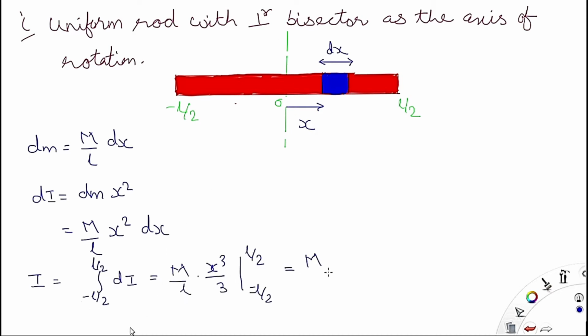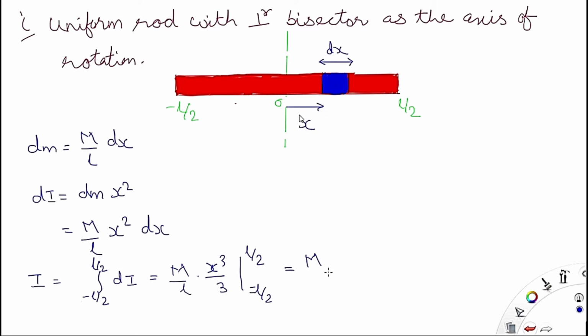First, the elemental mass dm, which is at a distance of x from the axis of rotation, having length dx. So dm is equal to mass per unit length into dx. This will give you dm, the elemental mass of the part having thickness dx. Then a small change in mass moment of inertia is equal to dm into x square, where x is the shortest distance or the perpendicular distance of the dm from the axis of rotation.